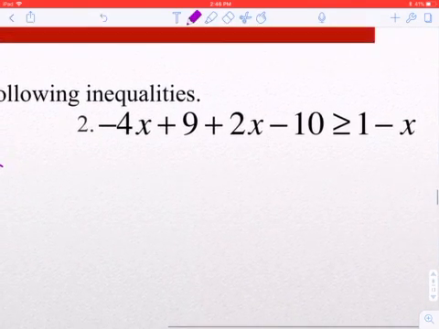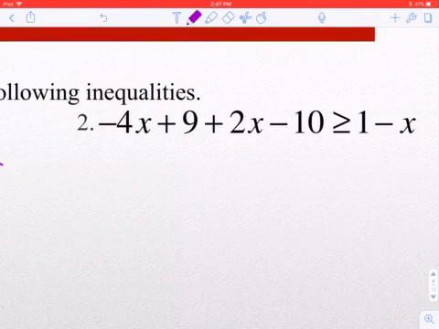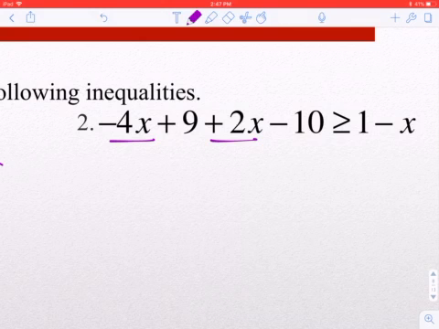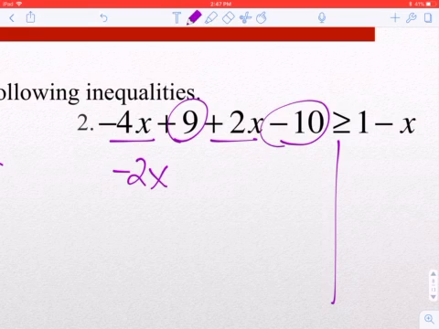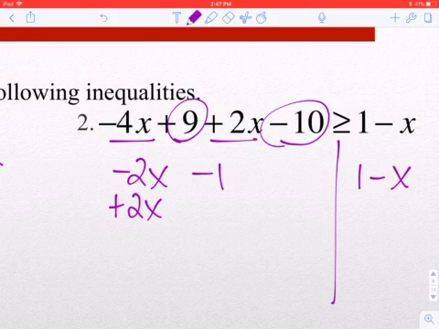On number 2, we need to start by combining like terms. Negative 4x plus 2x combines to give us negative 2x. 9 minus 10, be careful with your signs, always take the sign in front, becomes negative 1. From here, I have negative 2x on the left and negative x on the right. I would move the negative 2x. To do this, you're going to add it to both sides.